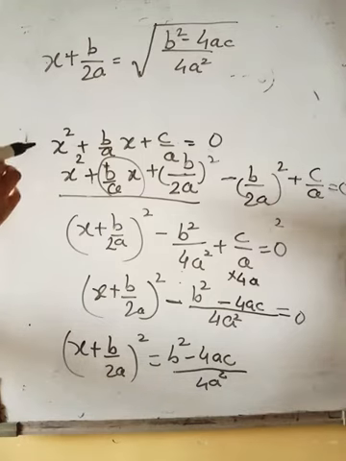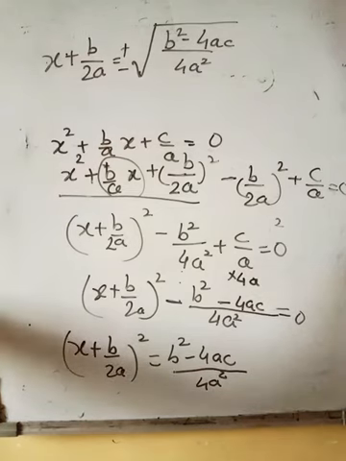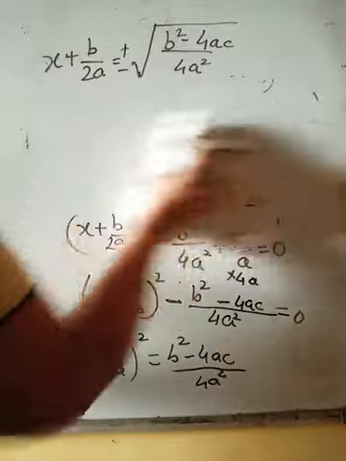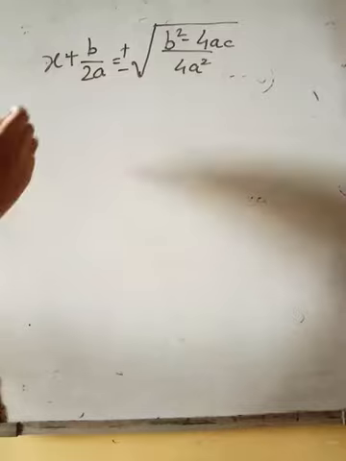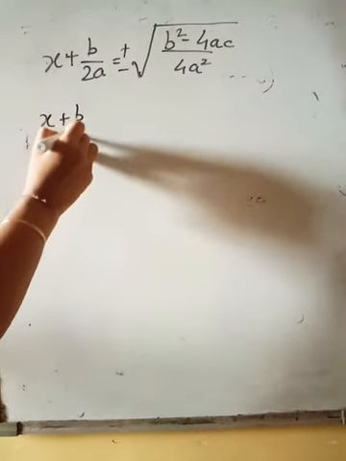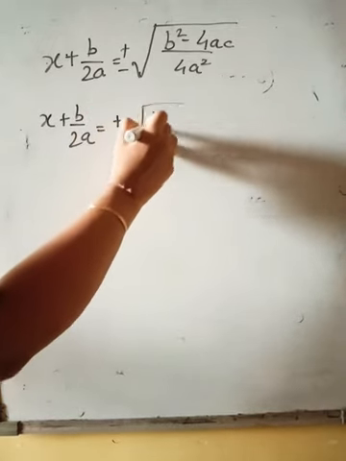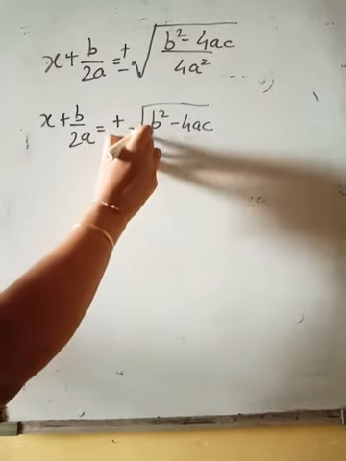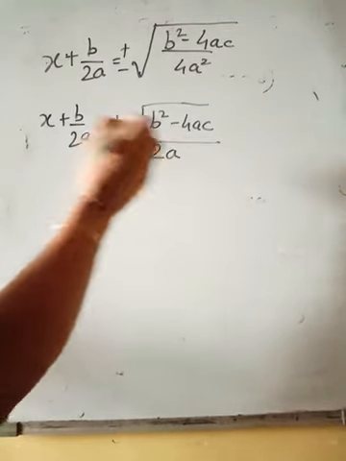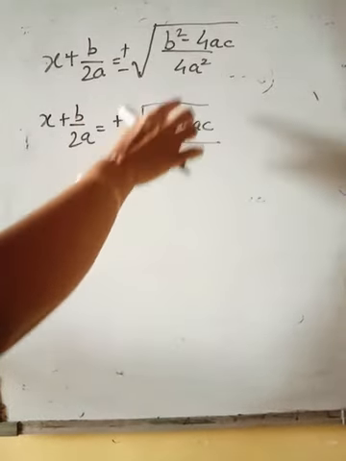When I am taking the square root, obviously you are going to have a plus and minus sign, isn't it? So what does it mean? It means that x plus b upon 2a is equal to plus or minus square root of b square minus 4ac. And children, I can take a square root of this as 2a, the square root of 4 is 2, and the square root of a square is a.